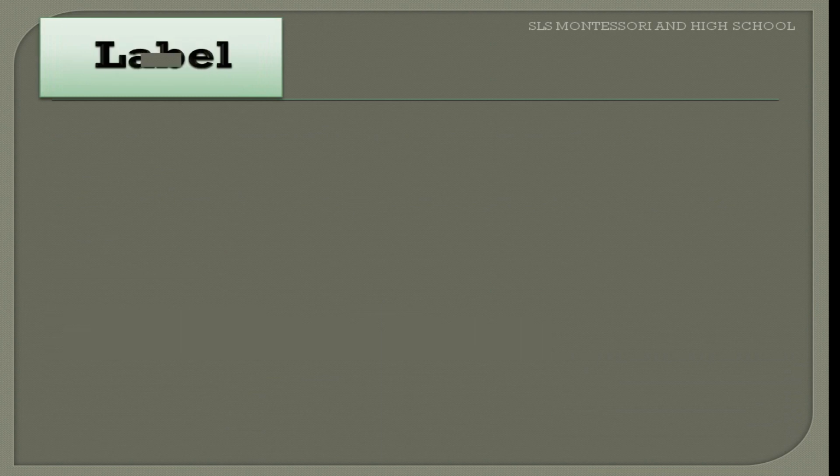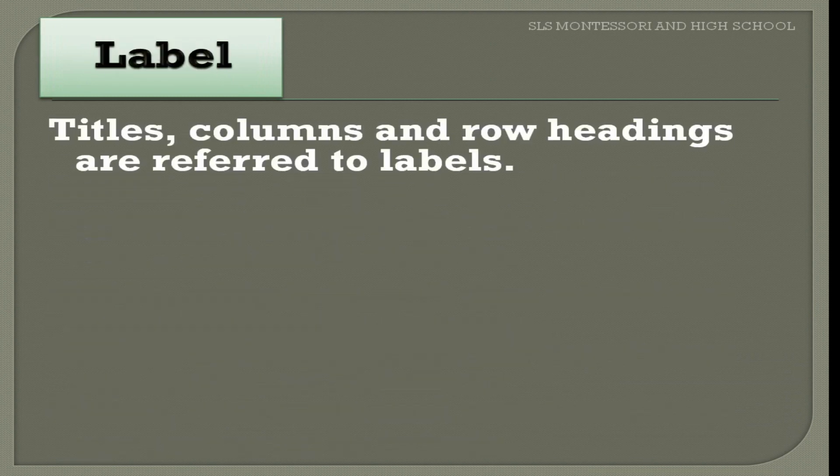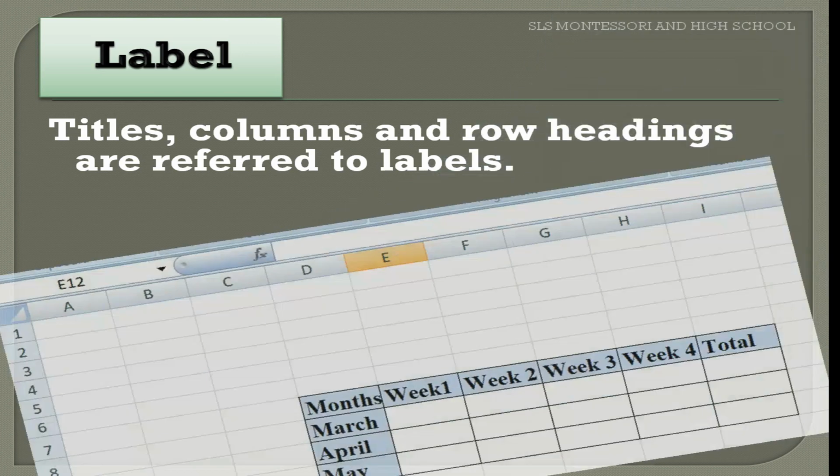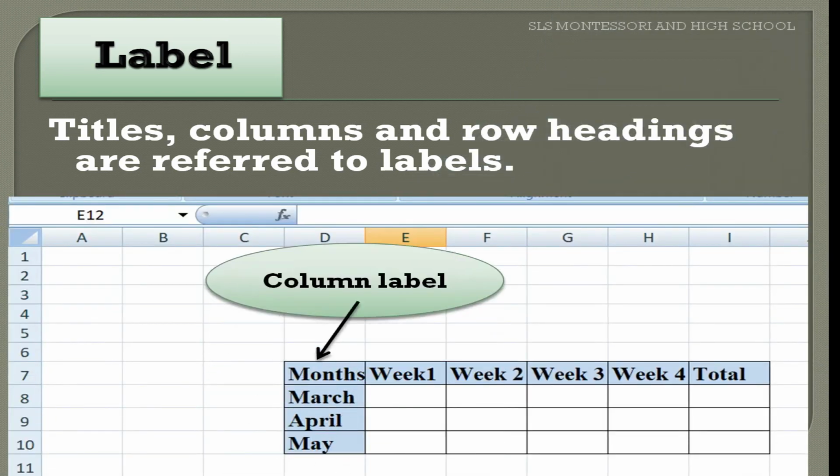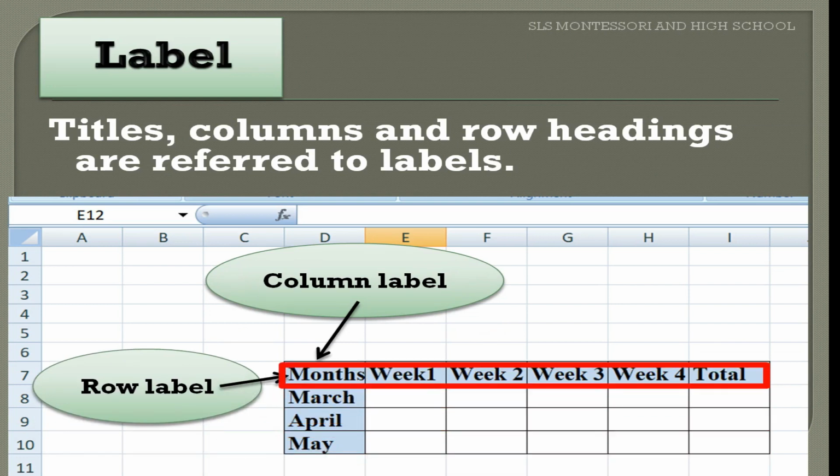Now, what is a label? Titles, columns, and row headings are referred to as labels. In this picture, these are the column labels and these are the row labels.